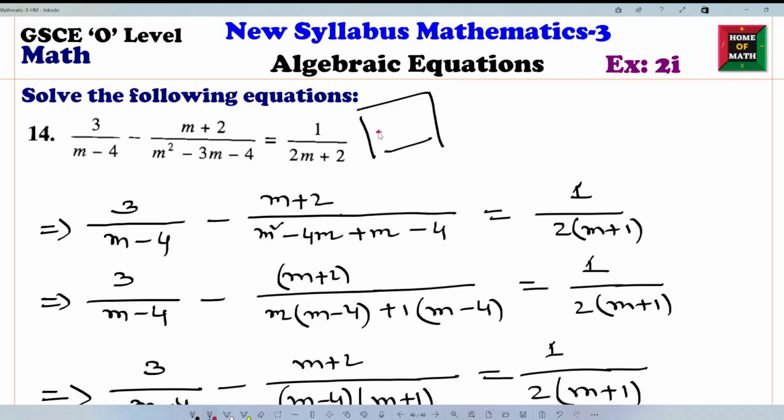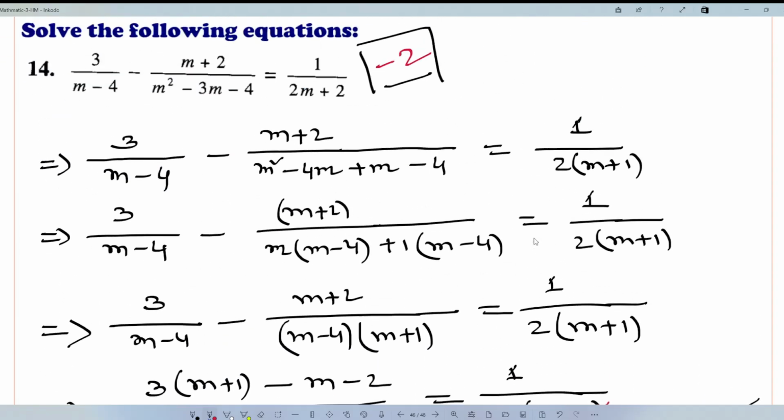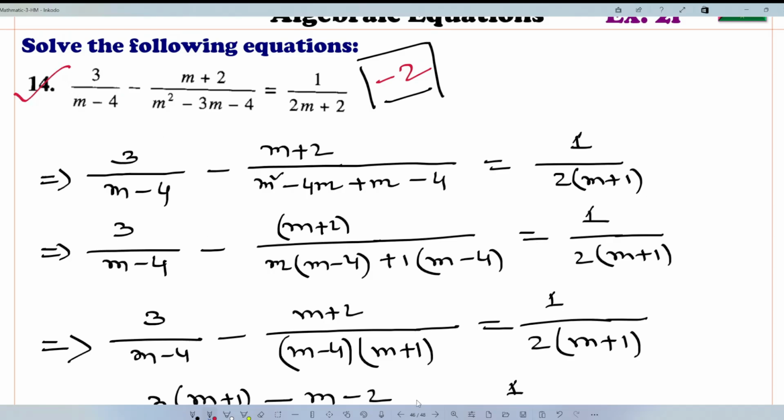Okay, so I hope you understand this one. This is very easy math, but we have to concentrate on the plus and minus signs. Number 14 done. Let's start number 15.